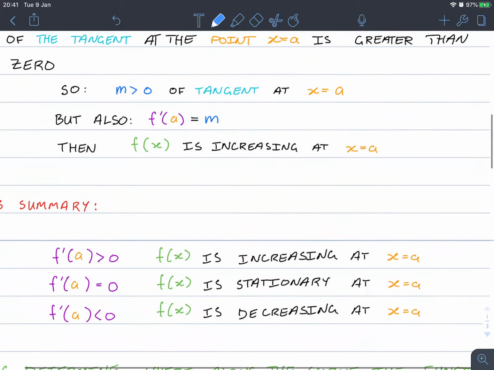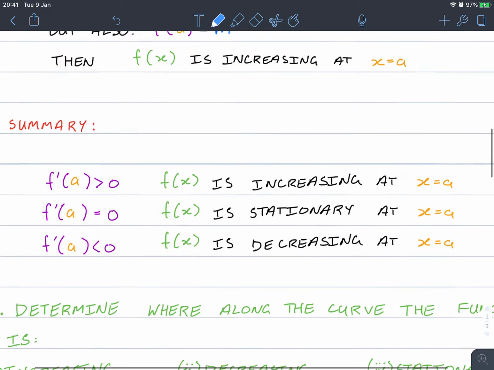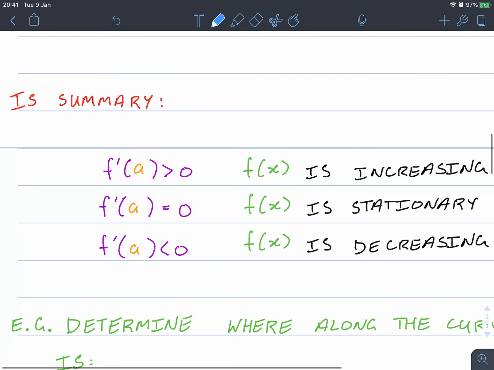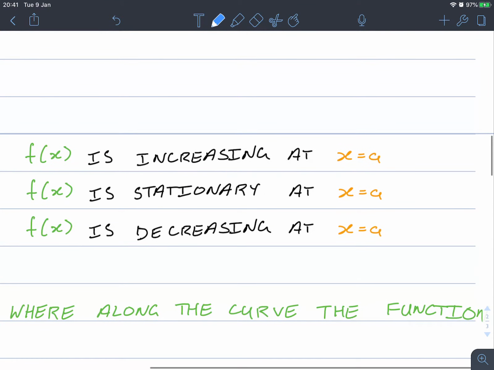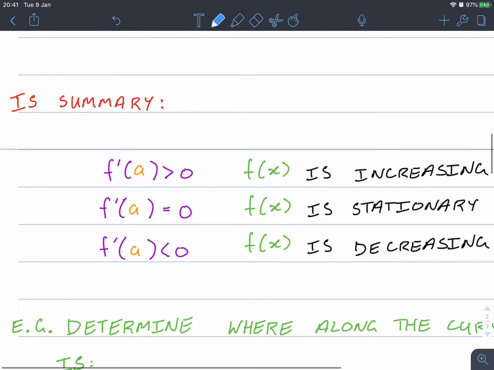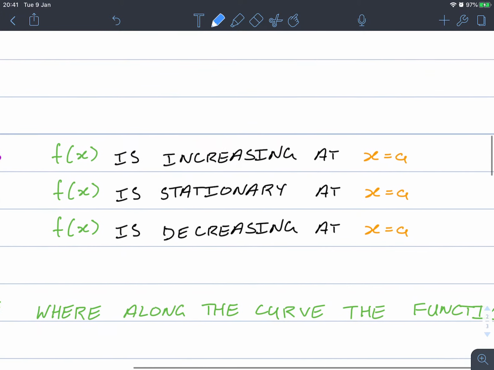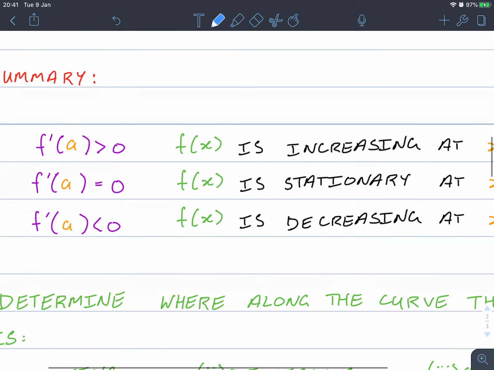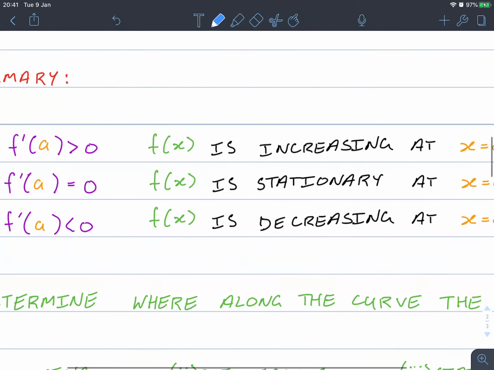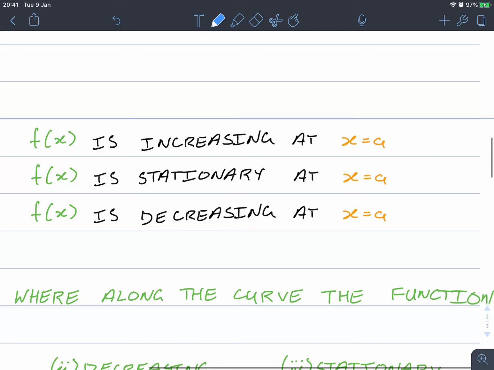We can extend this further and see that if f prime of a is greater than 0, f of x is increasing at x equals a. If f prime of a is equal to 0, f of x is stationary at x equals a. And if f prime of a is less than 0, f of x is decreasing at x equals a.